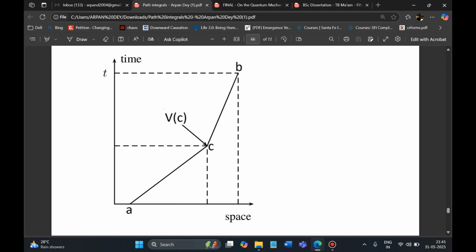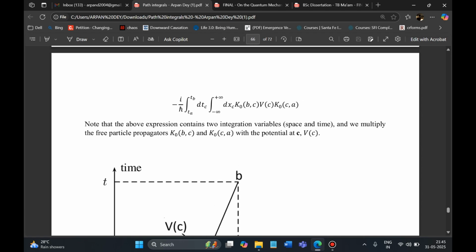So overall there is a variation of potential with time, and that's why you need to integrate with time as well. With time in the sense of all possible values of Tc, but for the limits Ta to Tb. And why minus 1 over h bar? I cannot show you the exact mathematical derivation, but you can think of it like this.